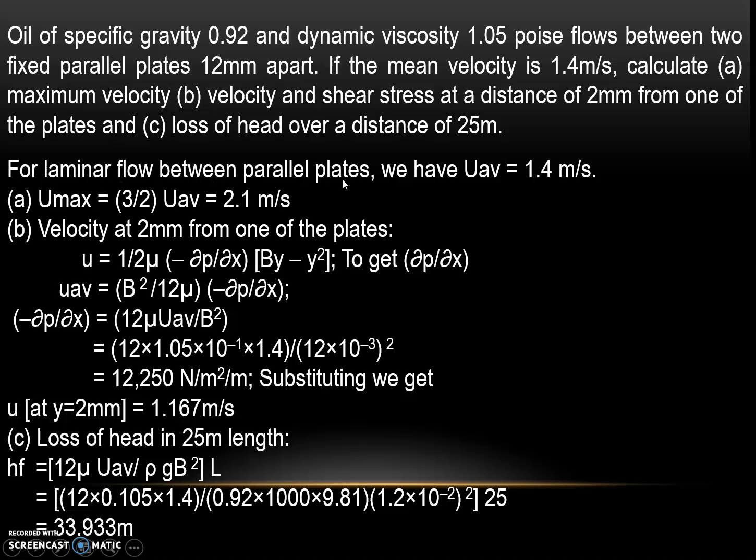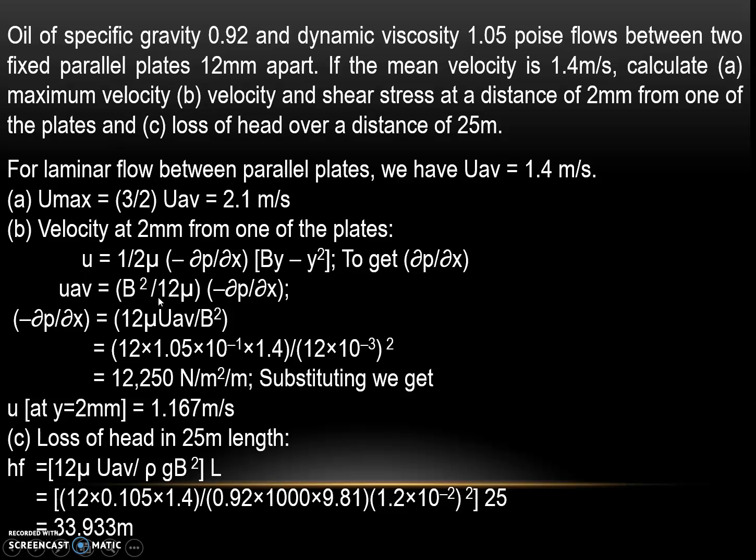For laminar flow between parallel plates, we have u average equal to 1.4 meter per second. So maximum velocity u max is equal to 3/2 into u average. So 3/2 into 1.4 will give us 2.1 meter per second. Next is to find velocity at 2 mm from one of the plates. So the formula is u equal to 1/2 mu into minus dou P by dou X into (B y minus y square). Here we need to find out what is minus dou P by dou X.